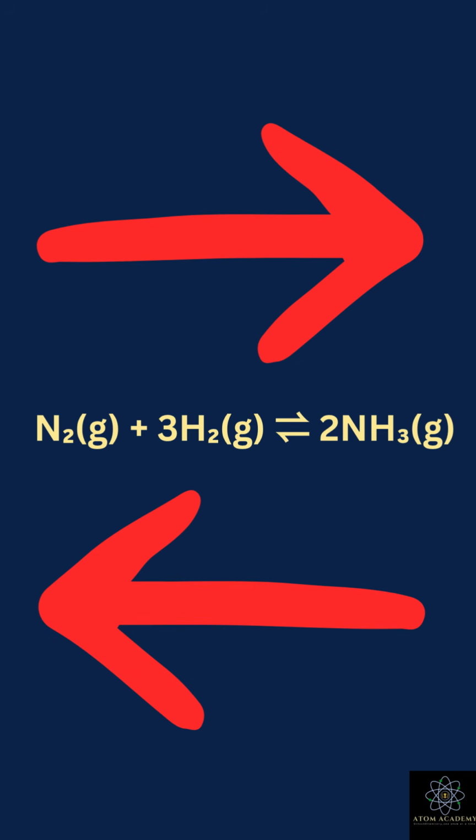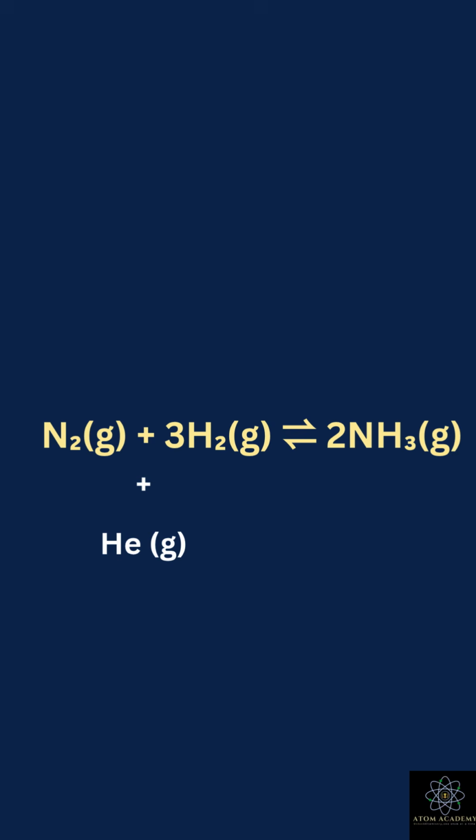At equilibrium, both processes are still happening, but at the same rate. Because of this balance, the concentrations or partial pressures of all gases remain constant over time. Now, imagine we add helium gas into the container. Helium is an inert gas, meaning it does not react with any of the substances in the system. It simply mixes with the other gases.